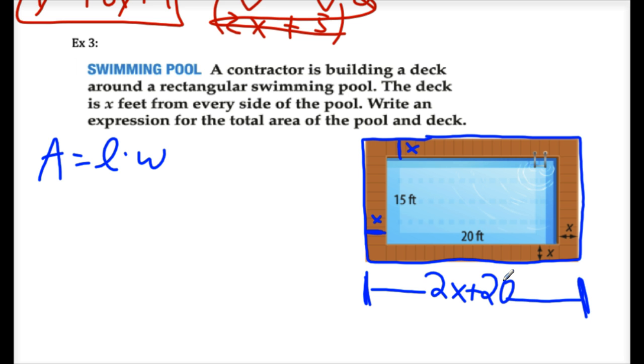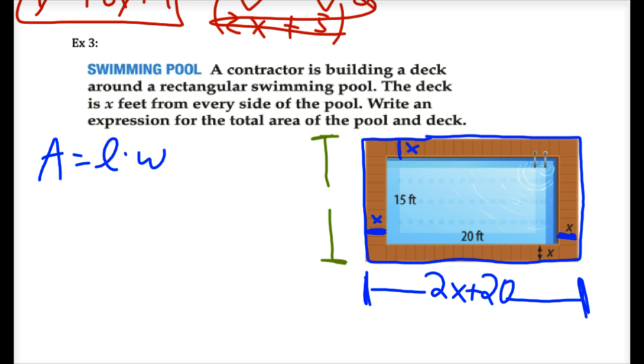And guys, think about how we write this. We write them in standard form. The x's go first, plus 20. So there's two x's, plus 20 more. And then do the same thing to get the up and down length. What's the length then of the pool with the deck around it?